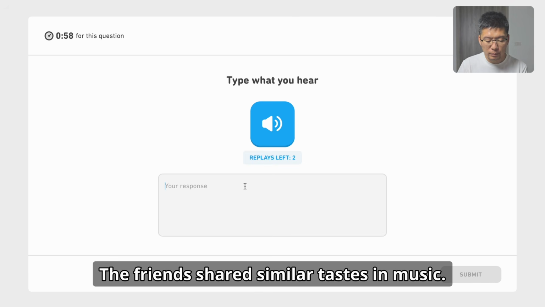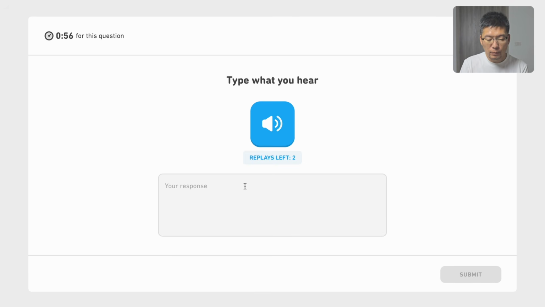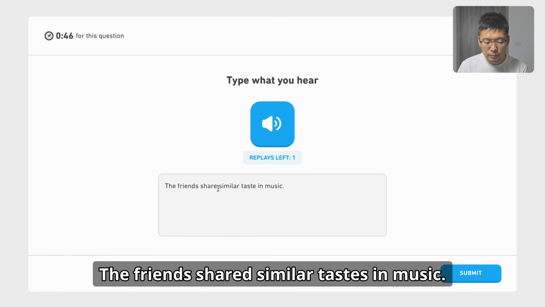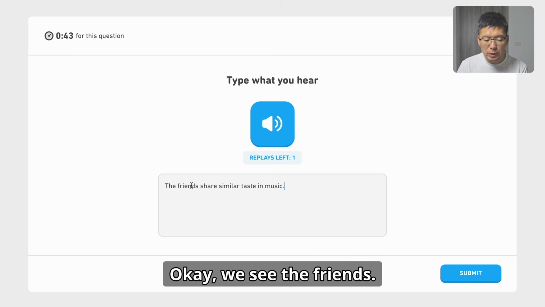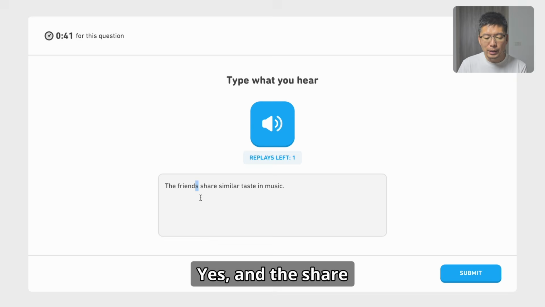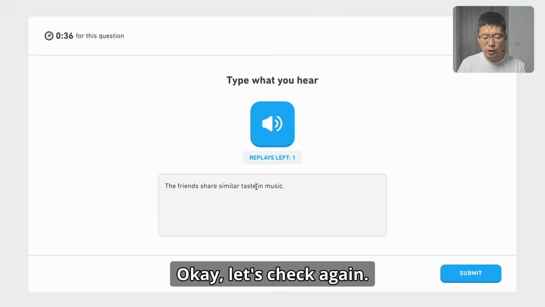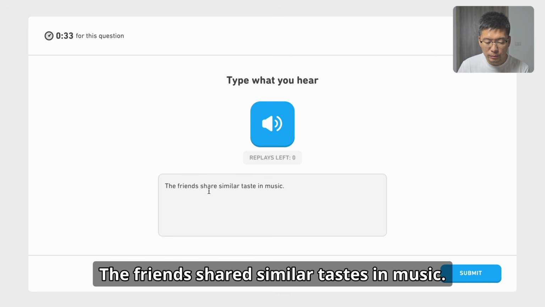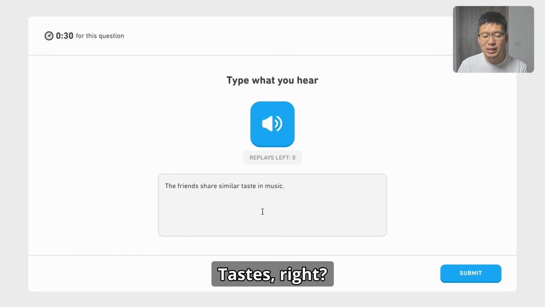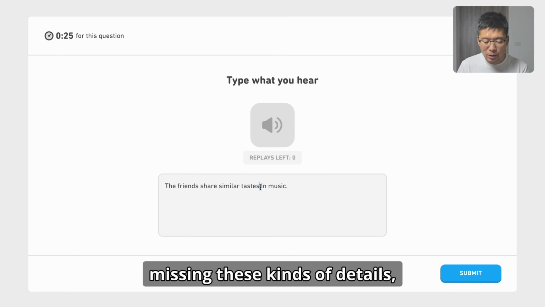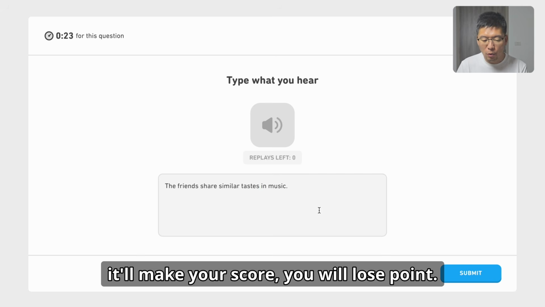The friends shared similar tastes in music. The friends share similar taste in music. The friends shared similar tastes in music. Okay, we see the friends, S, and they share similar, maybe tastes, not taste. Okay, let's check again. Check the details. The friends shared similar tastes in music. Tastes, right? It's tastes. Okay, so if you're missing these kinds of details, you will lose points.